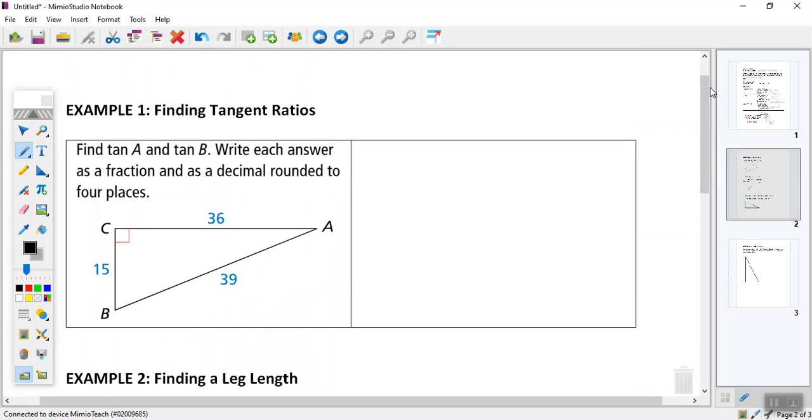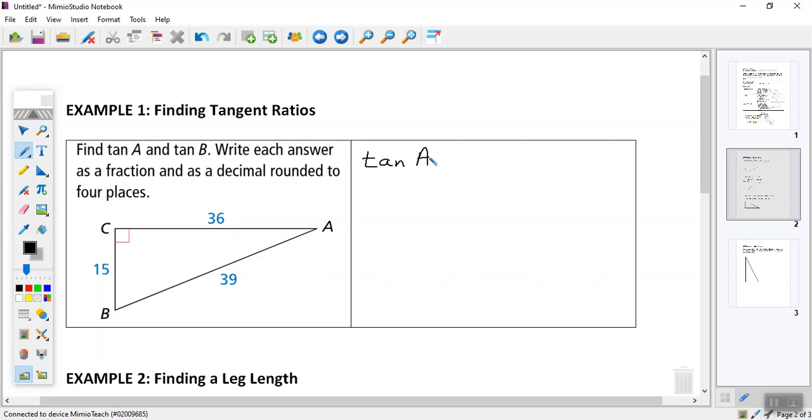Here's the deal. It says find the tangent of A and B. Write each answer first of all as a fraction and then as a decimal rounded to how many places? The first angle I'm worried about is what, kids? Tangent of angle A. So I'm going to write tangent of angle A up here. That's basically saying, go stand on which point? You are on A.